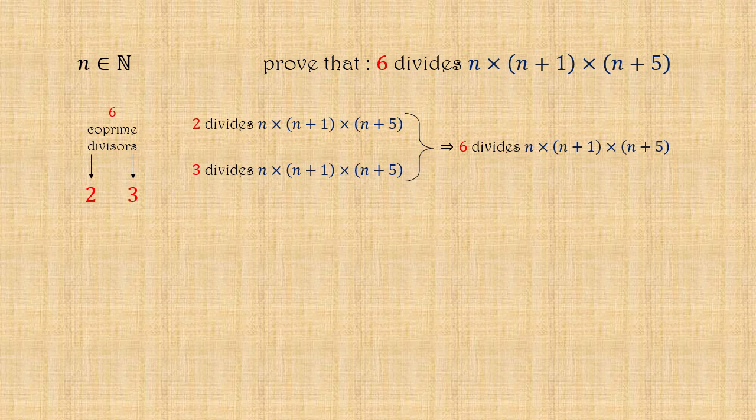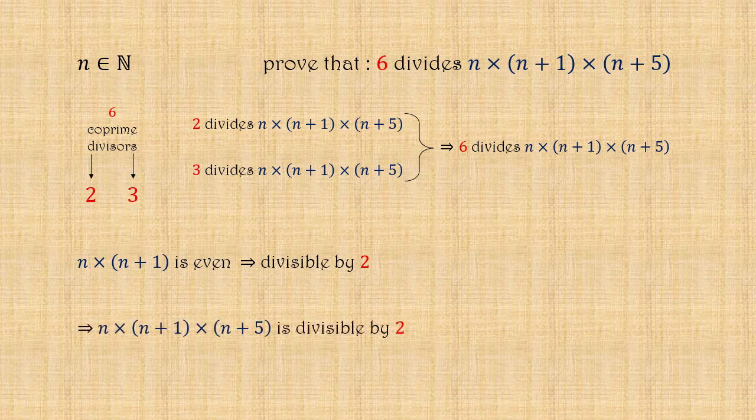We notice that n and n+1 are two successive natural numbers. So one of them is necessarily even. Therefore, their product is divisible by 2. And this means that the multiplication of this product by n+5 is also divisible by 2. So, our main number is divisible by 2. Let's now check out its divisibility by 3.